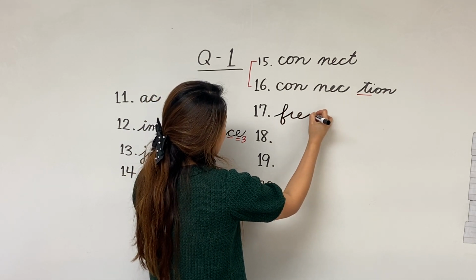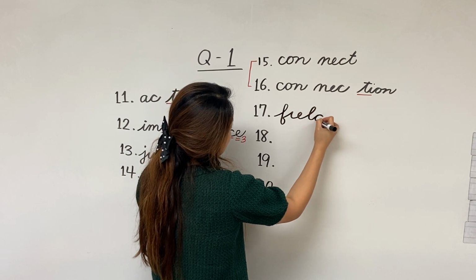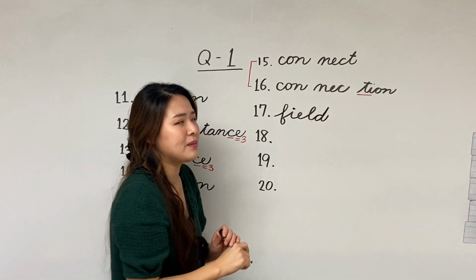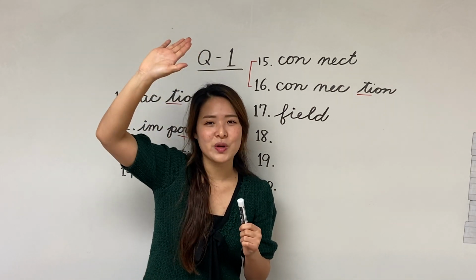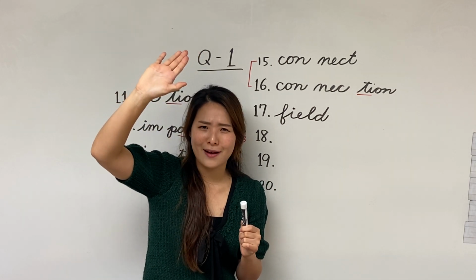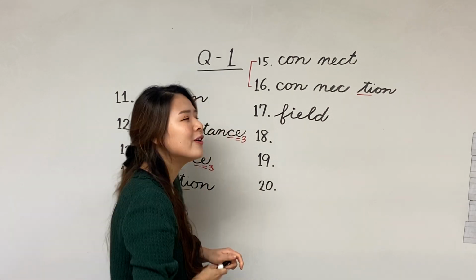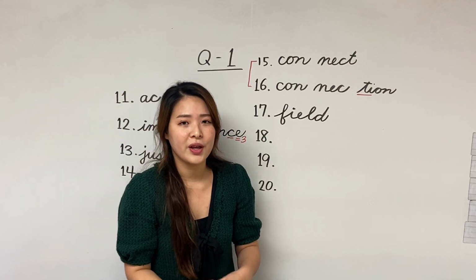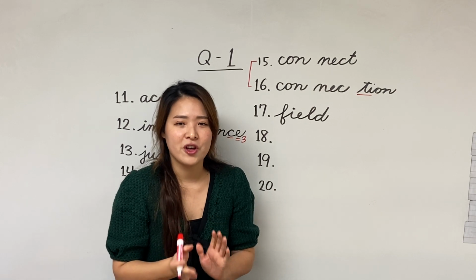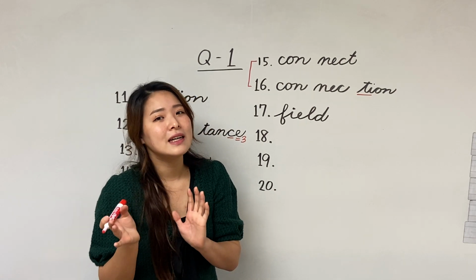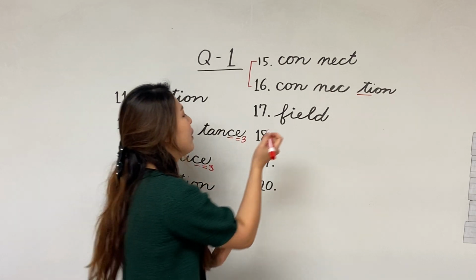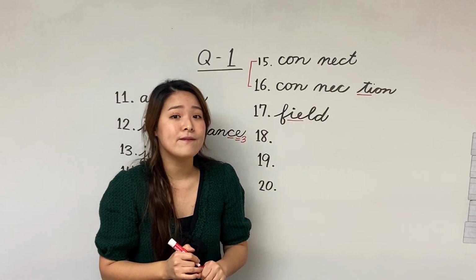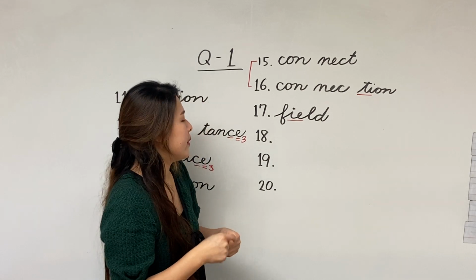E, O, D. Field. Do you have the correct spelling for field? Raise your hand if you do. Nice. Beautiful. Field. What's the marking? We have to underline the E-I. Beautiful. E-I because it's a multi-letter phonogram. Field. Beautiful.